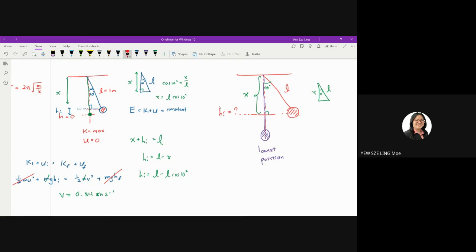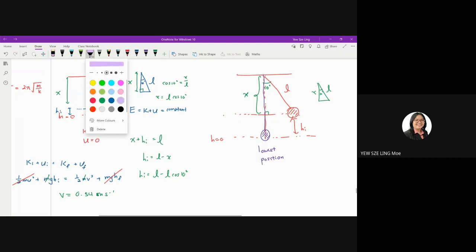So HI is actually, okay, saya padam sikit. HI is actually from the lowest position. Okay, this is when H equals 0. So HI is here. Based on the diagram, I know HI plus X equals L. Sebab apa? Sebab warna purple punya length ini, this length is still equal to 1 meter.